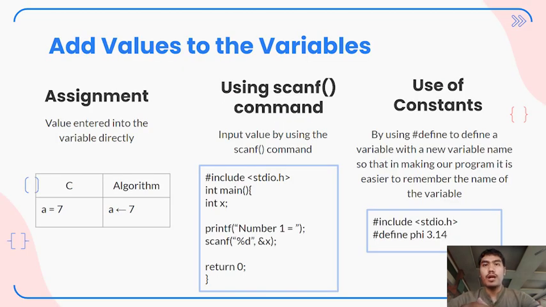To assign value to variables, we can just use the variable name equal to their value, or we can input it by the user by using the scanf command. Or we can make a constant. That means the variable value will not ever change.